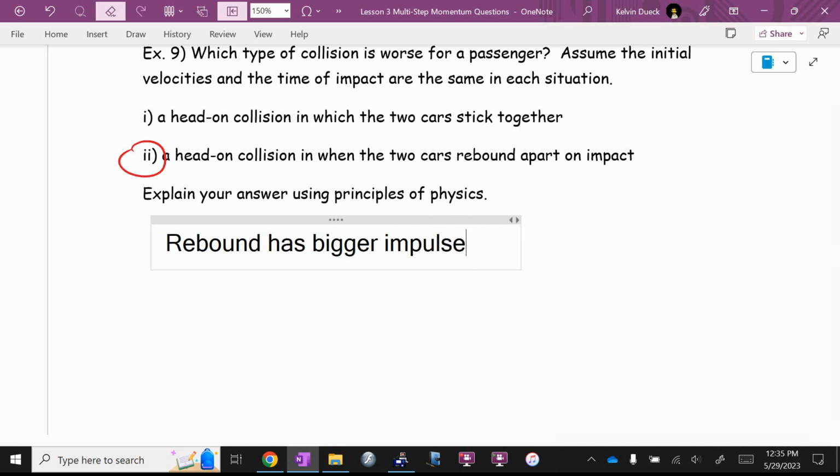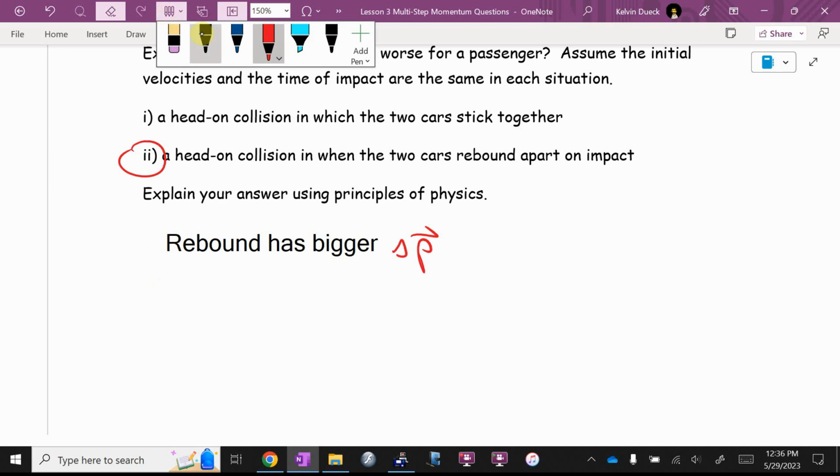Wait a minute. What's a better way to write impulse? Delta P, that's less writing. Okay. Now, who remembers? I've mentioned this a few times. What actually does damage in car accidents? It's not the force, it's the acceleration. So really we want to ask which of these, why would this lead to a bigger acceleration?